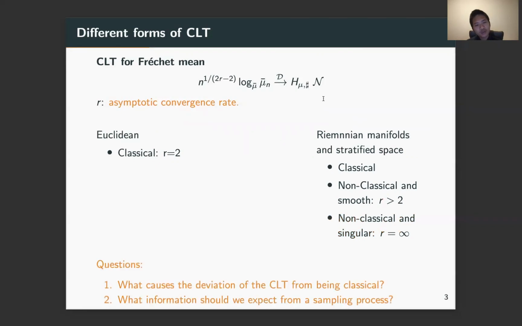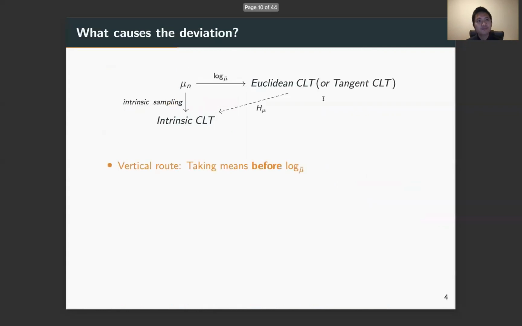So then our question would be, what would be the cause that caused the deviation of the central limit theorem from being classical? And if we know the cause, then what information should we expect from this sampling process, right? To understand that, we have to look at the process of obtaining the central limit theorem.